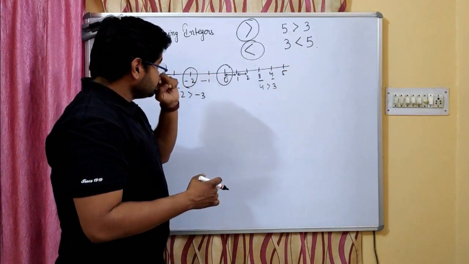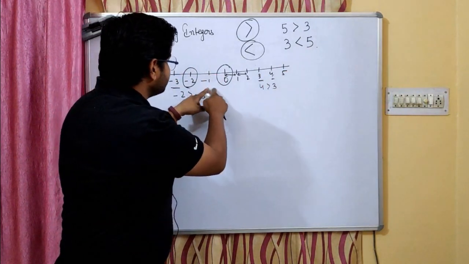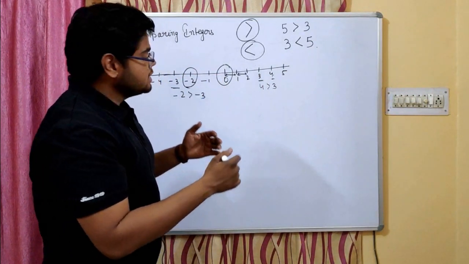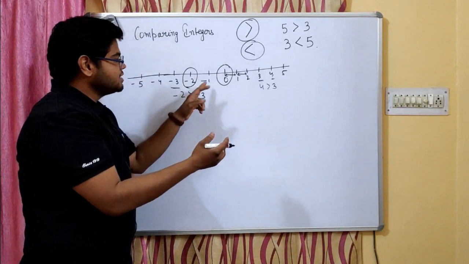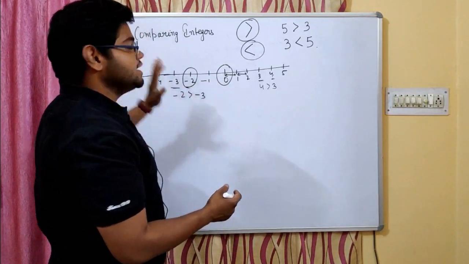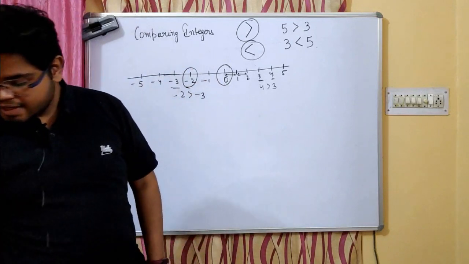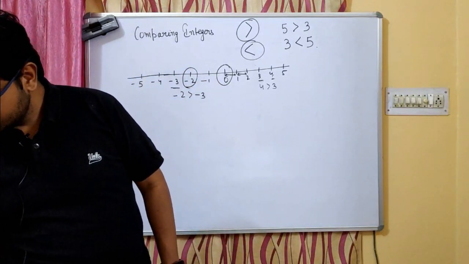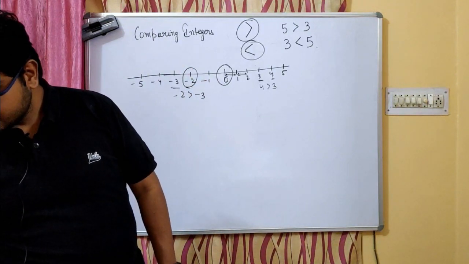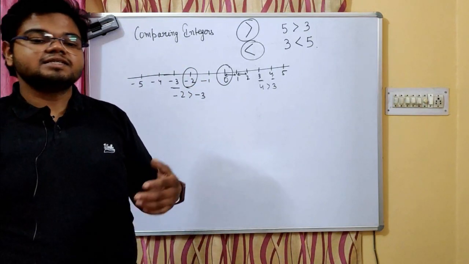Between -1 and 0, if you go towards the right, we already know the number to the right of a given number is the greater. So 0 is greater than every negative integer, children. The greater the number, the lesser is its opposite.